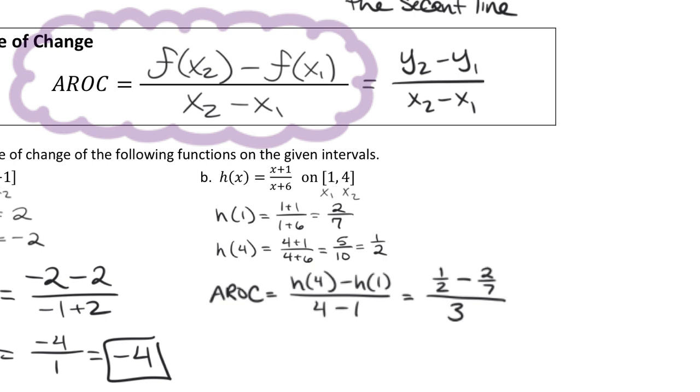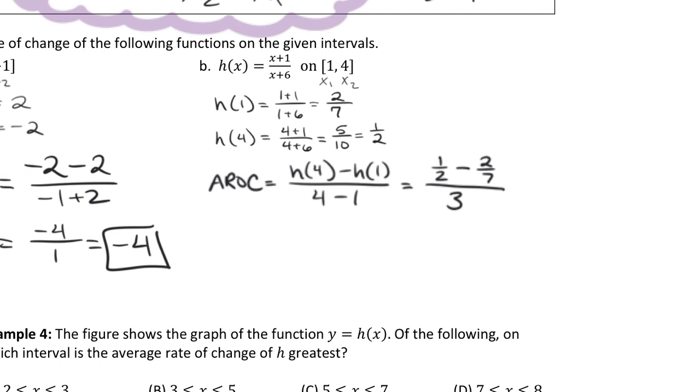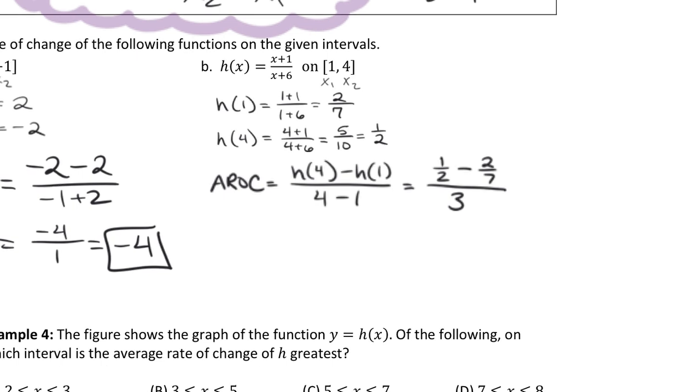Did everybody find those buttons? When we press enter, what do we get as our average rate of change? 1/14. Fabulous. So we get 1/14 as our average rate of change for this interval on the function h.